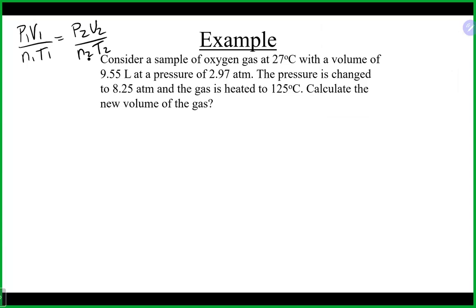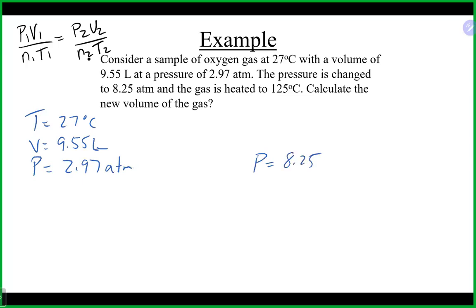Okay, so let's take a look. And again, if we pull out the information here, we have a temperature of 27 degrees Celsius, a volume of 9.55 liters, and a pressure of 2.97 atmospheres. We have another pressure of 8.25 atmospheres, and a temperature there of 125 degrees Celsius, and we are looking for a volume.